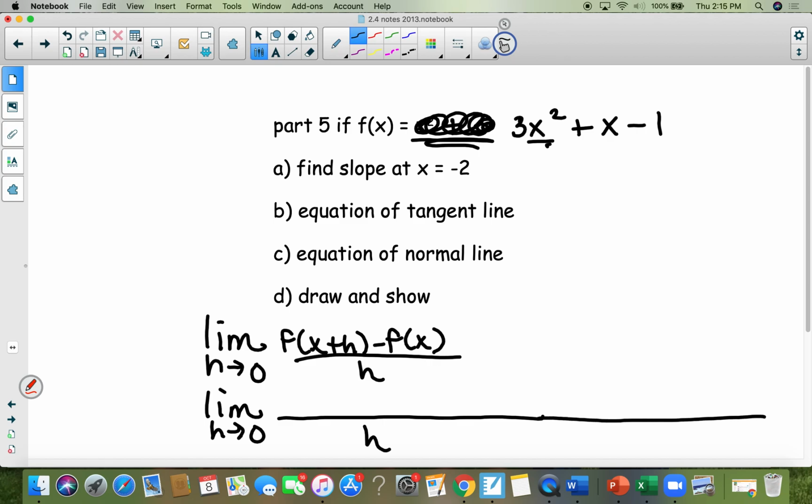Okay, ready? In place of all the x's, what are you gonna put in place of all the x's? X plus h. So it's gonna be 3 parentheses x plus h squared plus x plus h minus 1. Did you follow all that? Okay, minus what f of x stands for. What does f of x stand for? Those three things right up on top. I put them in parentheses.